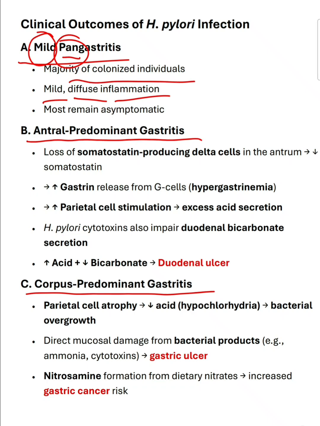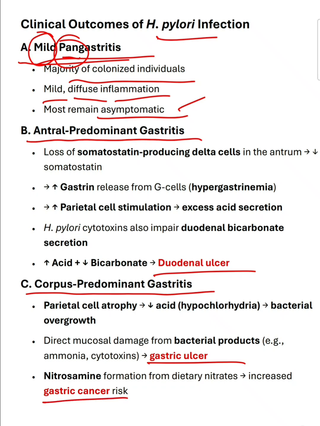So the majority of the individuals infected with this Helicobacter pylori will have mild pangastritis, and most of the patients will remain asymptomatic, meaning that you don't know that until you do endoscopy or biopsy of the gastric mucosa. But how can Helicobacter pylori infection cause duodenal ulcer or gastric ulcer or gastric cancer? That is the main focus of this video.